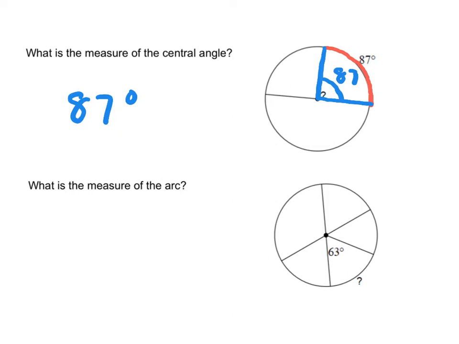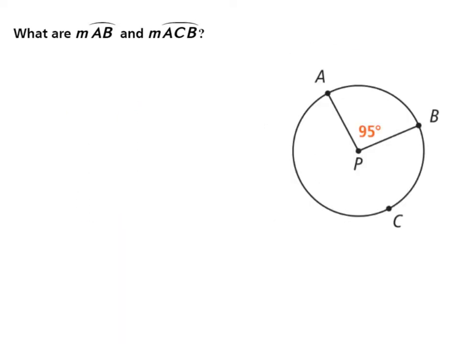Similarly, the next question gives us that the measure of the angle is 63 degrees. So the angle is 63. The arc that's intercepted by the angle is shown right here. So this arc is also 63 degrees. So the arc has a measure of 63 degrees.